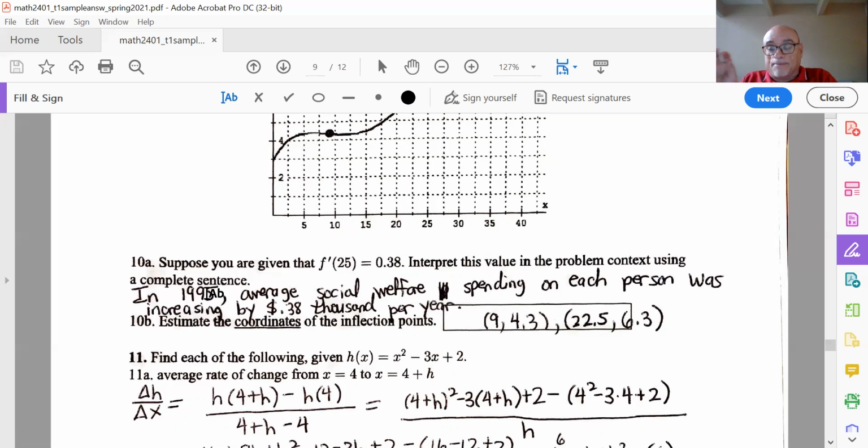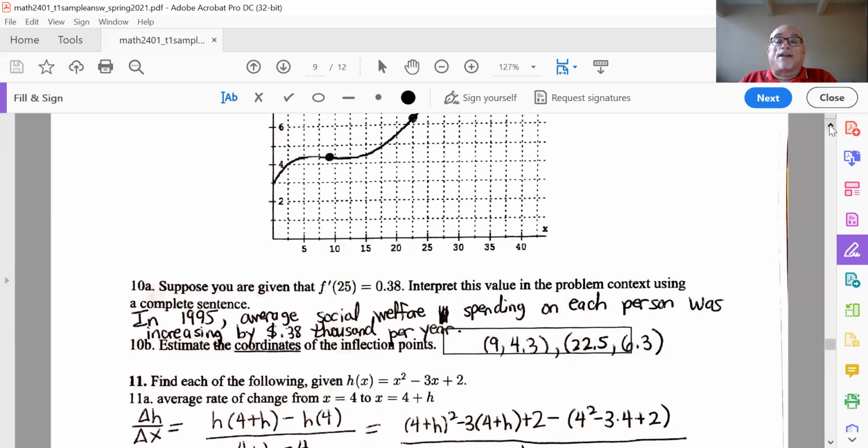In this case, the input 25 means a specific year, the year 1995. So in 1995, average social welfare spending on each person was increasing because this number is positive, right? So we know this was increasing by 0.38 thousand per year, because our outputs are measured in thousands. And then we have to throw in the per year, because remember, this is a rate of change. So it's not just that social welfare spending was increasing by 0.38 thousand, it was increasing by 0.38 thousand per year. All right, now the second point here is let's estimate the inflection points.